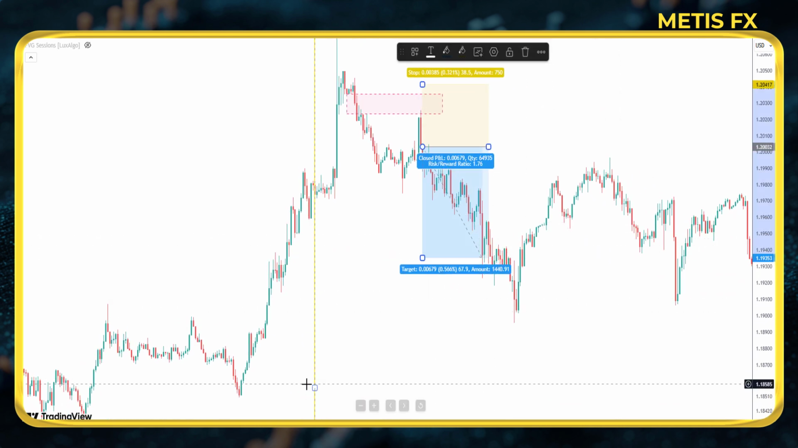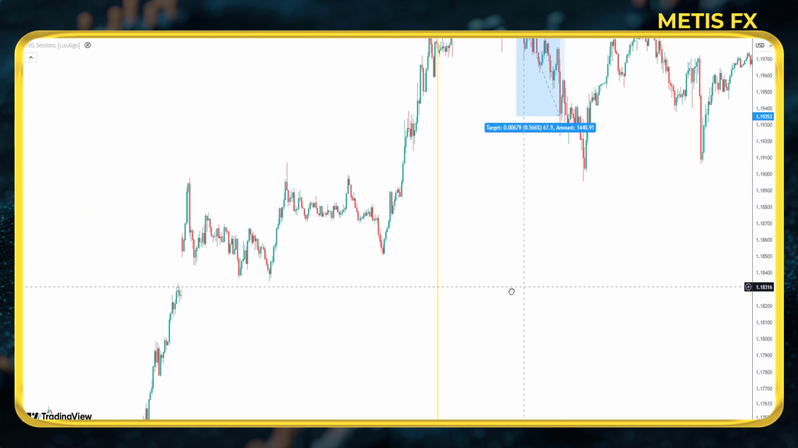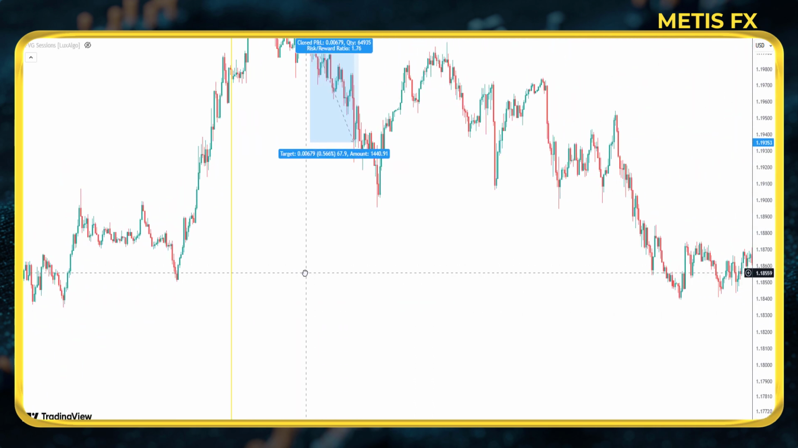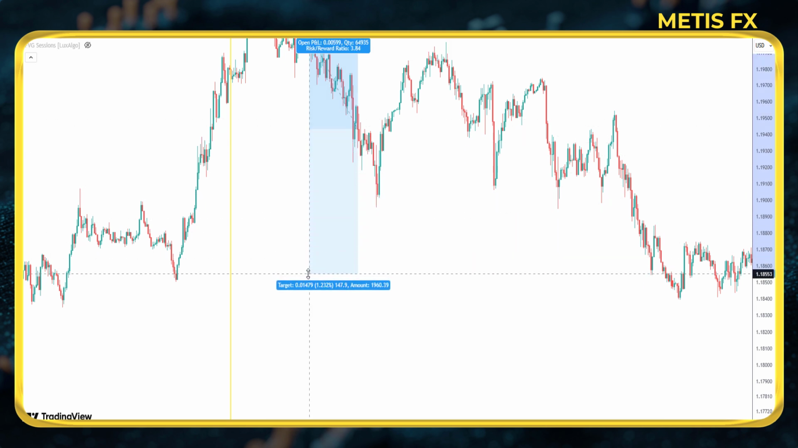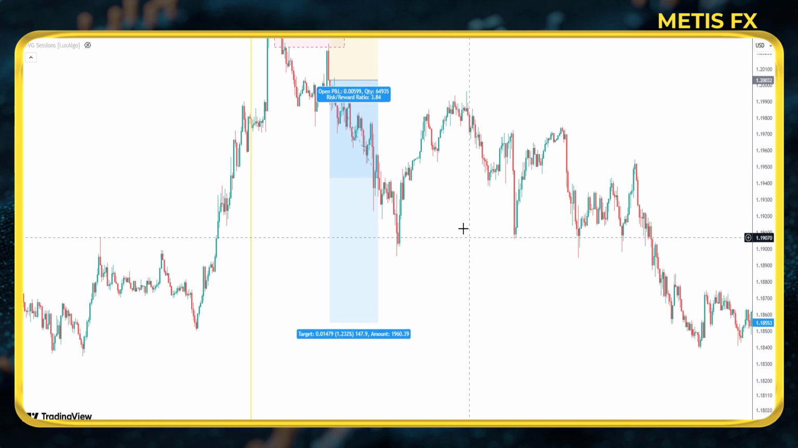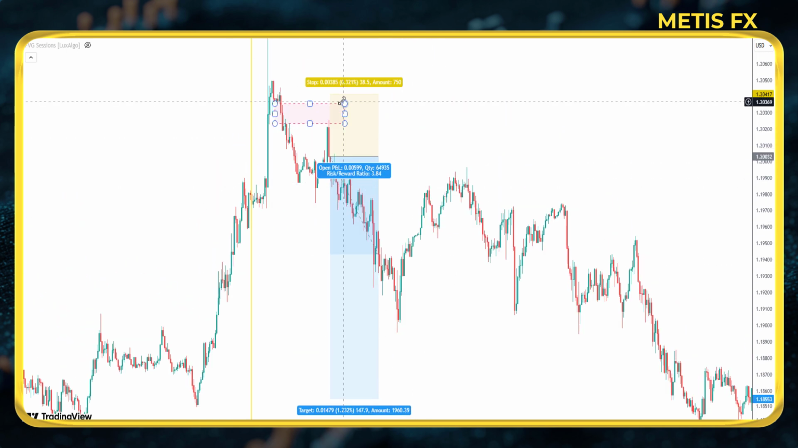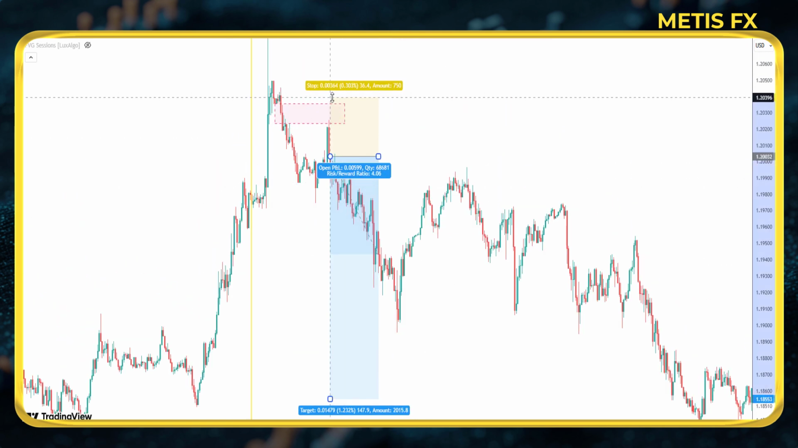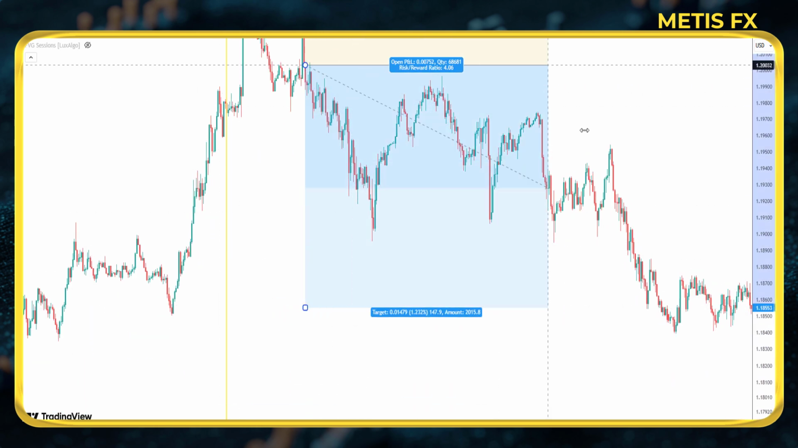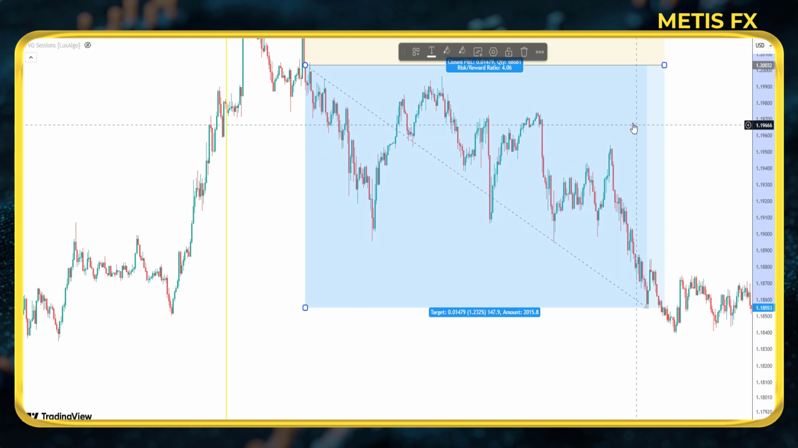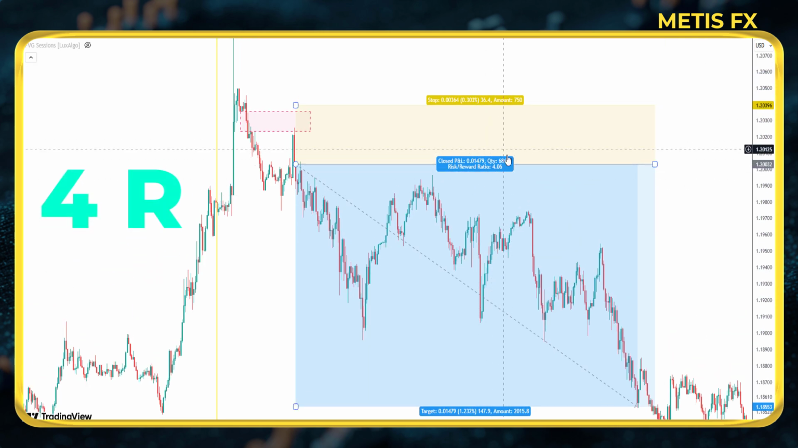For target, if you are risk tolerant, find a strong technical high or low and use it as your target. I say if you are risk tolerant because strong highs and lows are usually far, but they give high reward and price has the ability to reach them. Here, even though it took time, the take profit was finally hit and gave a 4R reward, which is excellent.